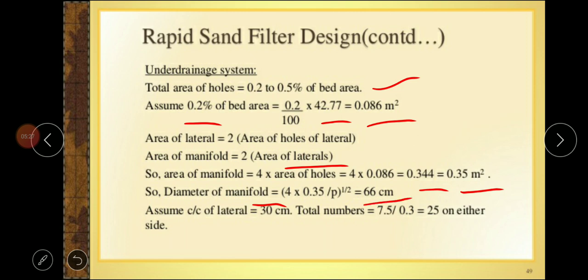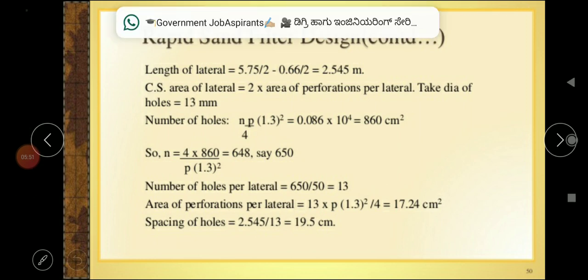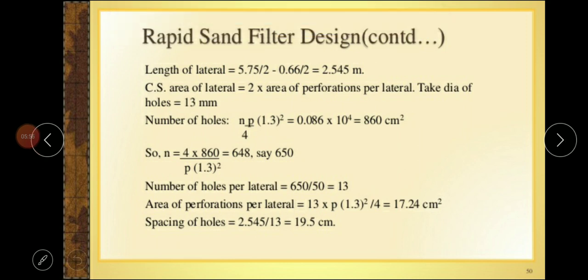Assume cross section of lateral. Assume the center to center of lateral is equal to 30 centimeter. Total number is equal to 7.5 divided by 0.3 is equal to 25 on either side. Now the length of lateral is equal to 5.75 divided by 2 minus 0.66 divided by 2 is equal to 2.545. Cross section area of the lateral is equal to 2 into area of perforations per lateral.